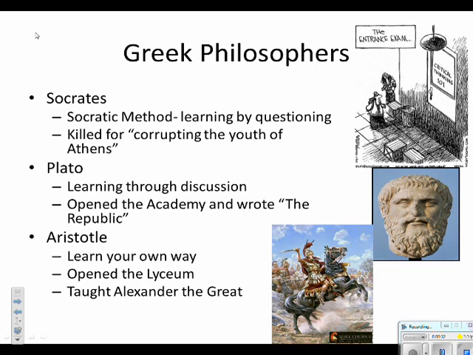Socrates is going to come up with an idea called the Socratic method. This was learning through questioning. It's kind of what your teachers do. He's ultimately going to be killed, though, for corrupting the youth of Athens. The government didn't like that he was getting people to question them. Next up is Plato.